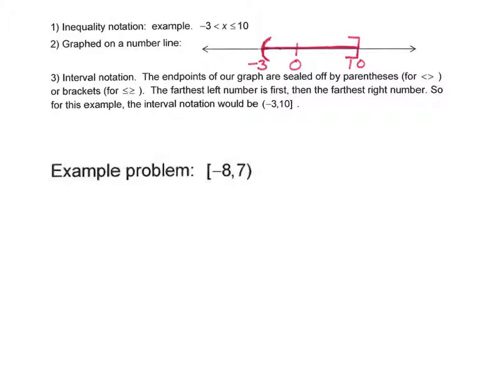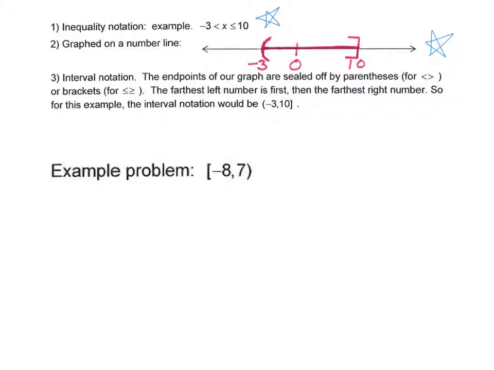We'll be representing inequalities in three different ways. The first way is inequality notation. For example, this first little example, -3 is less than x is less than or equal to 10. The second way is the inequality graphed on a number line. So you can see that the graph starts at -3 and stops at 10.